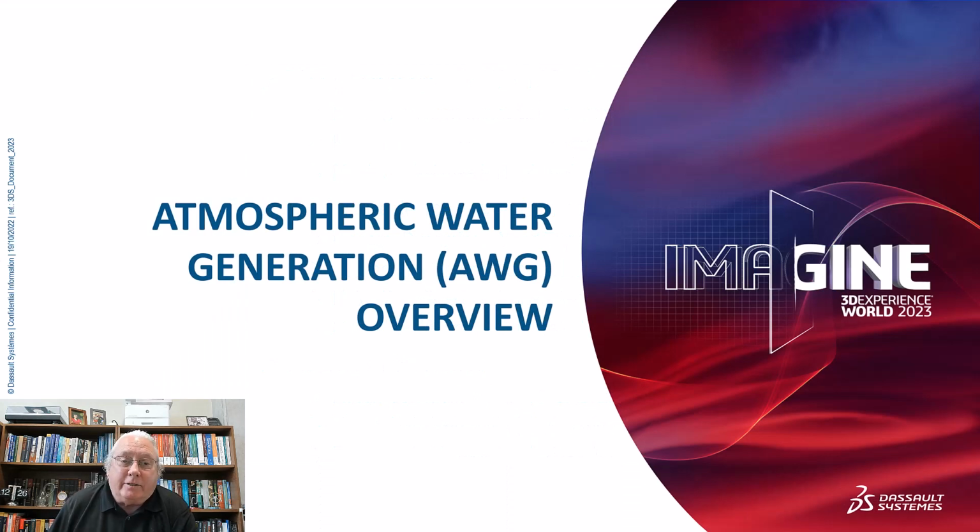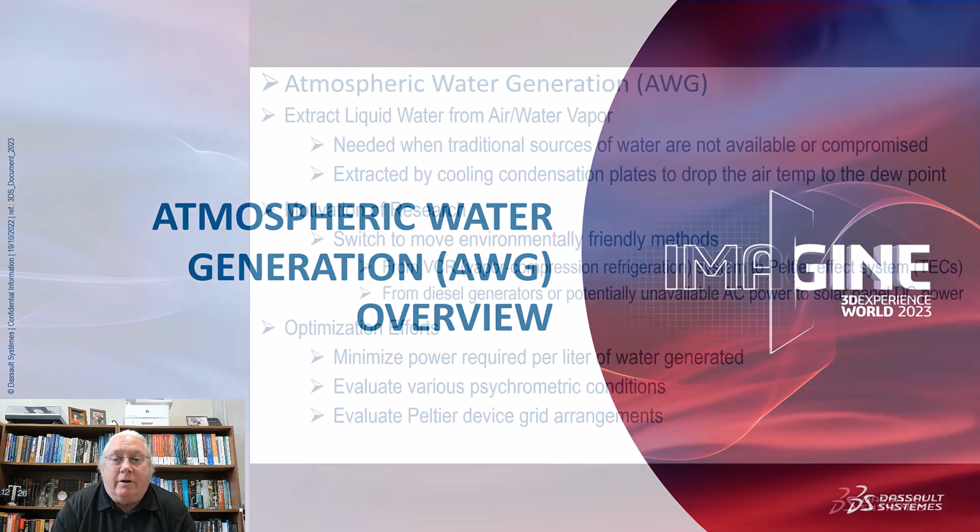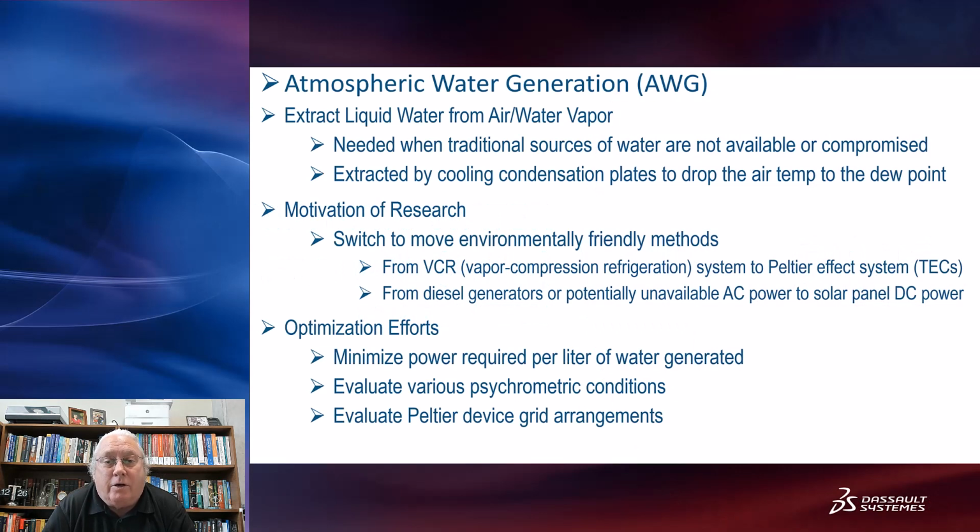All right, so let's talk about atmospheric water generation, and give you an overview if you don't know how that works. The idea is that we want to extract liquid water from the water vapor that's around us all the time. We've got high humidity, a high percentage of water in the air locally, and the way we get that water out, turning it from water vapor into liquid water, is to create condensation plates and extract the water that way.